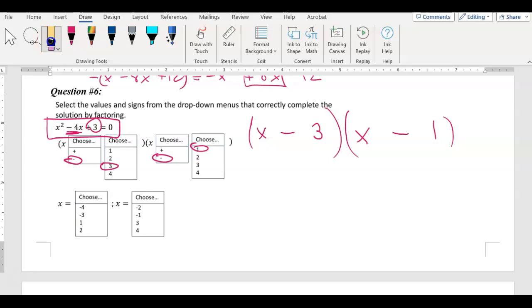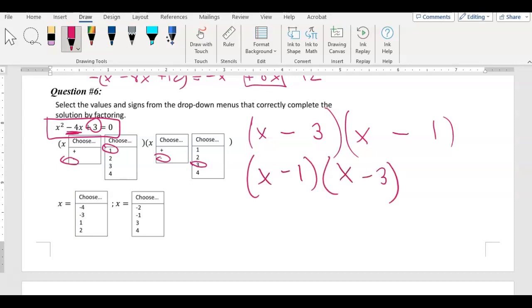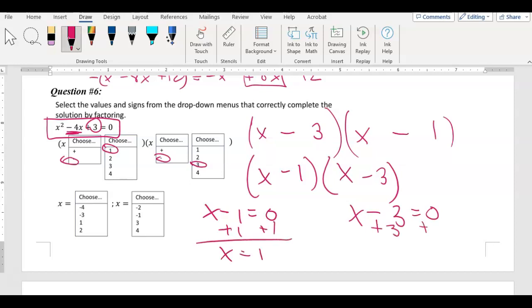It doesn't really matter what order you put them in. So if you chose x minus 1 and x minus 3, that would also be fine, right? Because you can rewrite this as x minus 1 times x minus 3. Totally fine to switch those factors around. That means, though, that x minus 1 equals 0 and x minus 3 equals 0. If I add 1 to both sides here, x equals 1. Add 3 to both sides here, x equals 3. So our answers are x equals 1 and x equals 3.